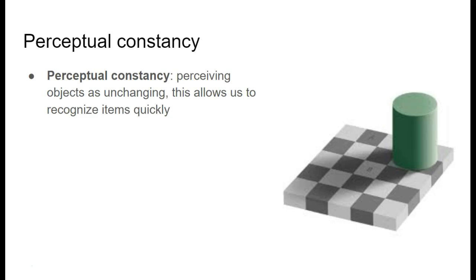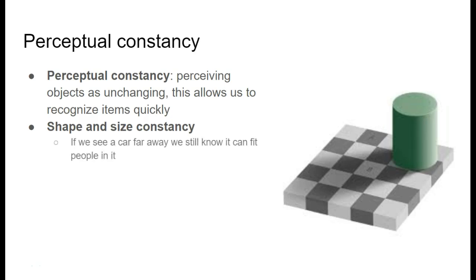Perceiving objects as unchanging allows us to recognize items quickly. We have what we call shape and size constancy, and you've already had a couple of questions on this. I realize that I put them on there before you've talked about it, but it gave you a little bit of preemptive information. With size, if we see a car far away, we still know that a car is a car. We still know the size of it.